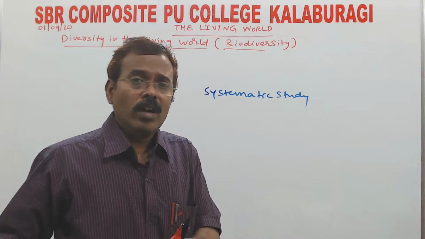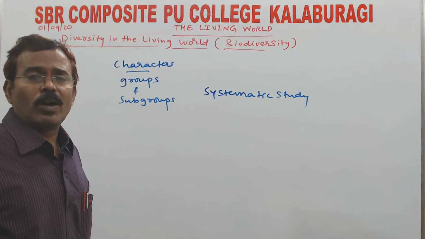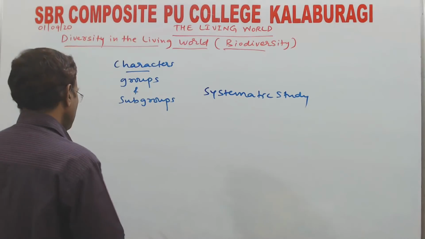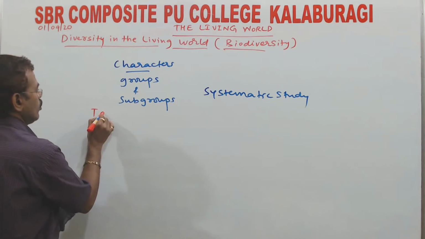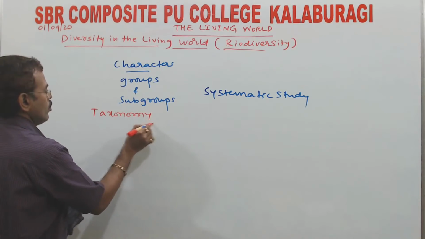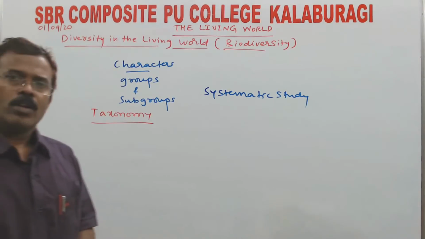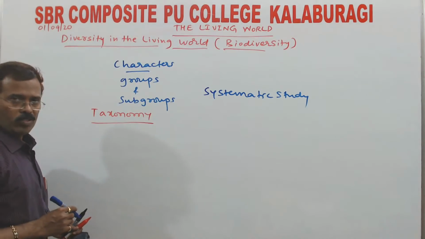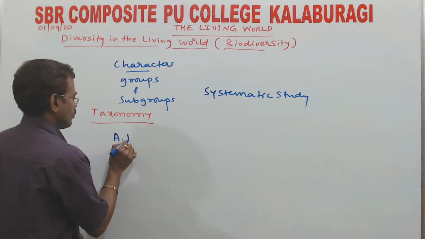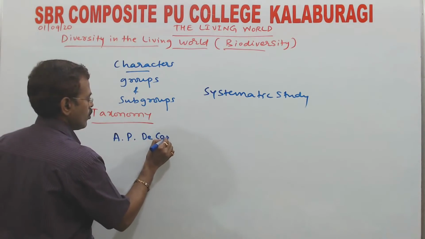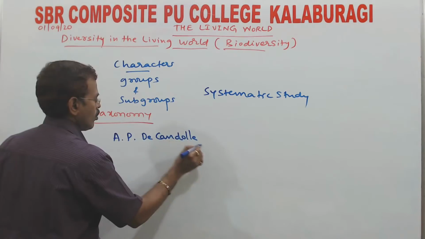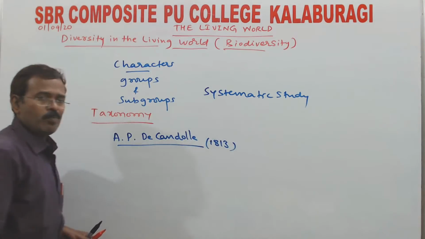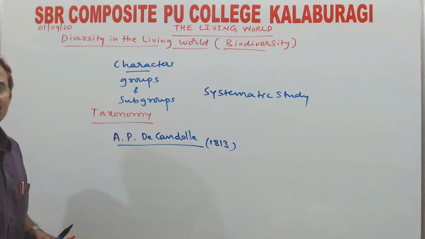So to have a systematic study of this rich biodiversity, a branch in biology was established, that is taxonomy. A separate branch was established, that is taxonomy. The word taxonomy was coined by A.P. de Candolle.